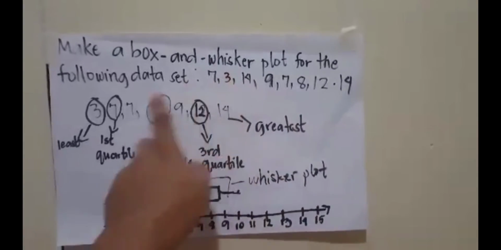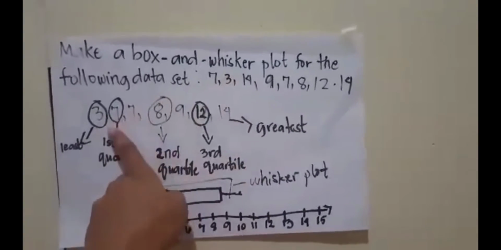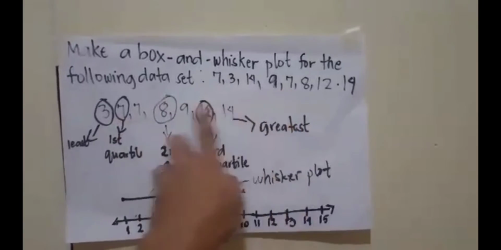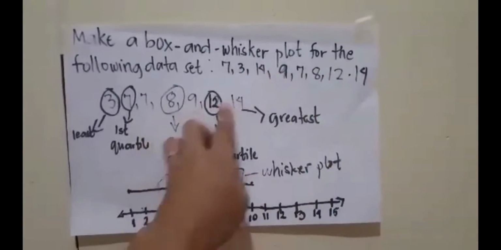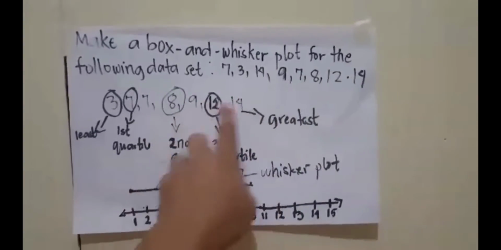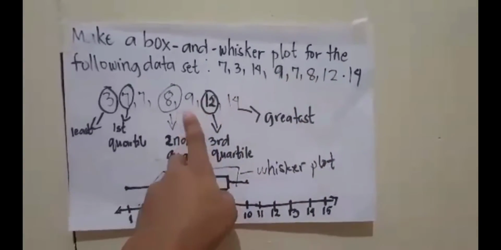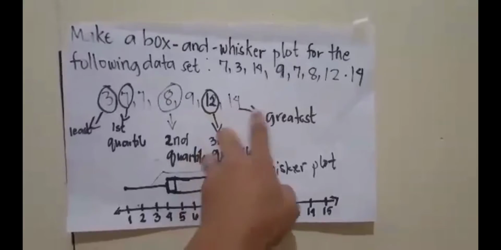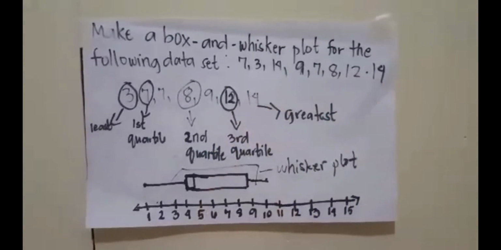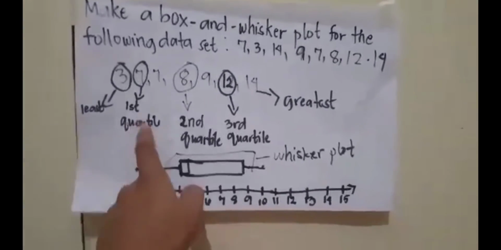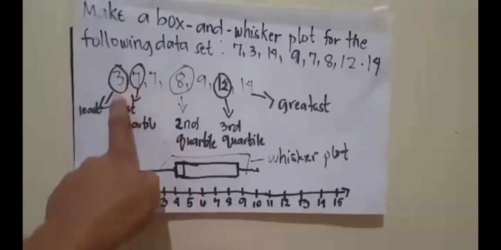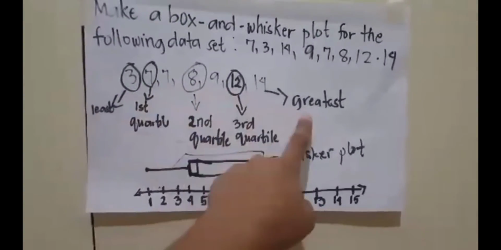So we have here the numbers 3, 7, another 7, the next is 8, the next is 9, 12, the last one is 14. So, na-arrange na yan siya lahat from the least to greatest.